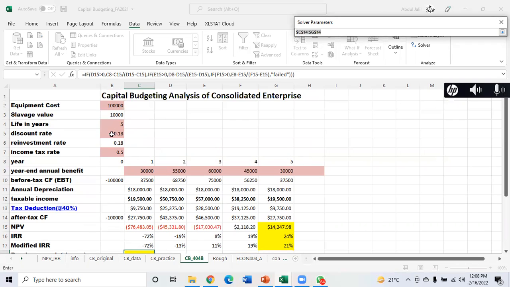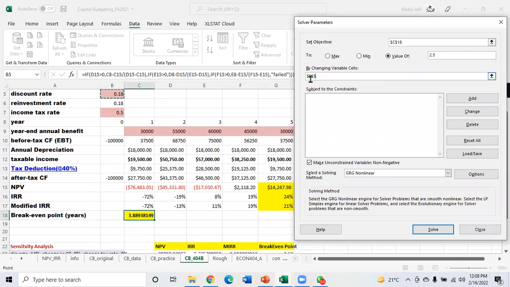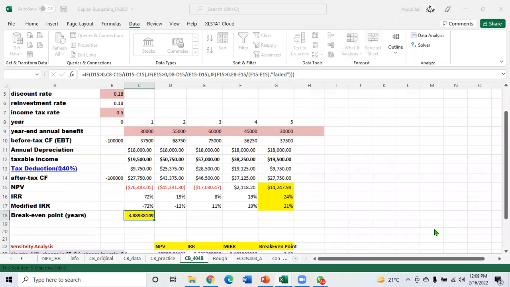You have to take values which are related to and connected to this formula, right? Let's suppose how much the discount rate needs to be changed to get this 2.5 time period. So I focus on the discount rate. So your changing variable is the discount rate. By changing the discount rate, you will get a 2.5-year break-even point. So I'm just going to apply this solver. Only after selecting these values, you apply solve.